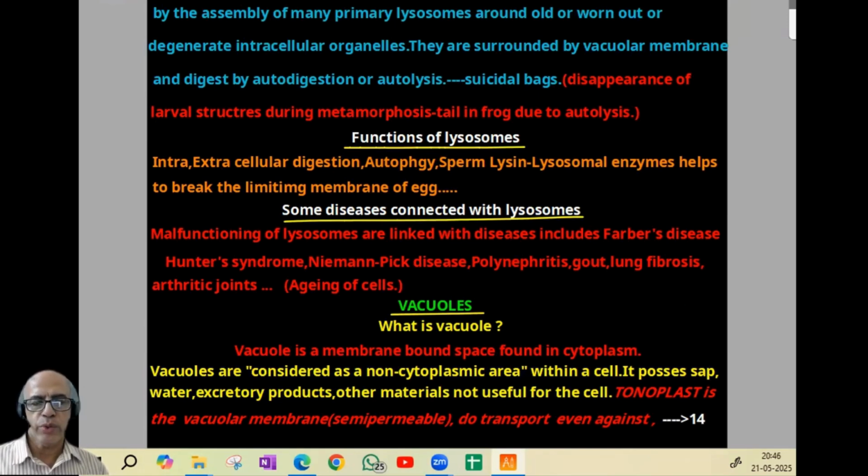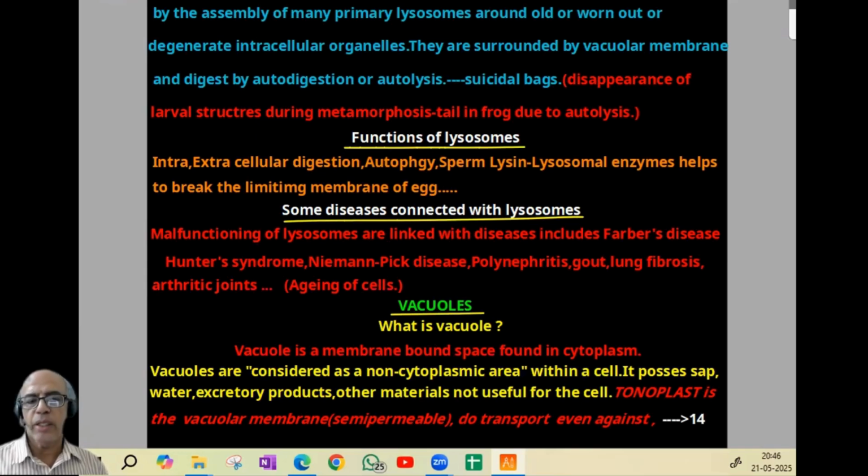Now, functions of lysosome, it is extracellular digestion, autophagy. Now, you may be studying in zoology the term sperm lysin, a lysosomal enzyme that helps to break the limiting membranes of egg. Now, some diseases connected with the lysosome. See, if lysosome is not functioning in a proper manner, it can cause many diseases, includes Farber's disease, Hunter's syndrome, Niemann-Pick disease, polynephritis, gout, cystic fibrosis, arthritic joints. Even lysosomal malfunctioning can lead to aging of cells, etc.